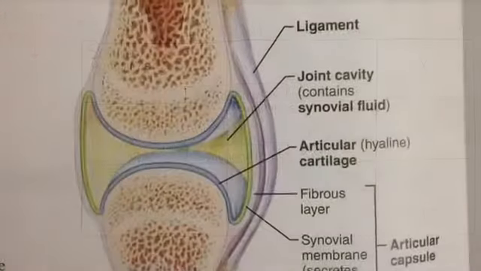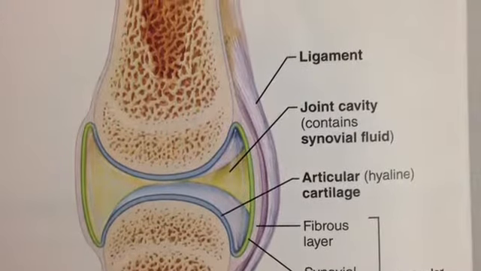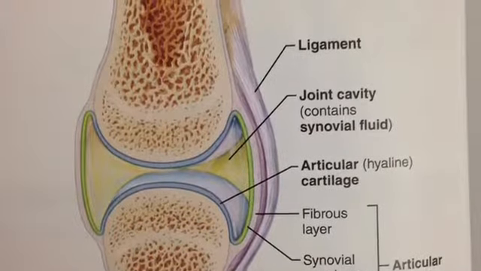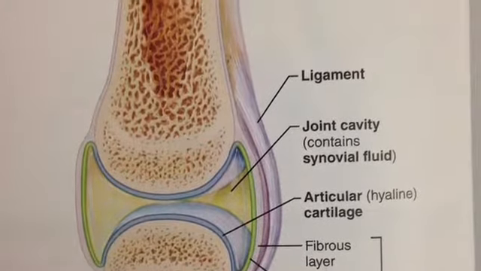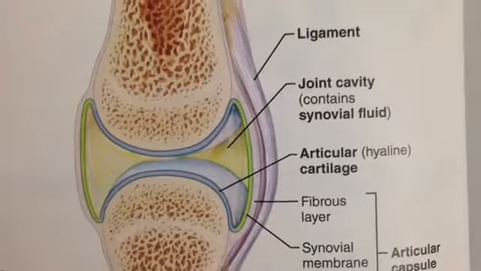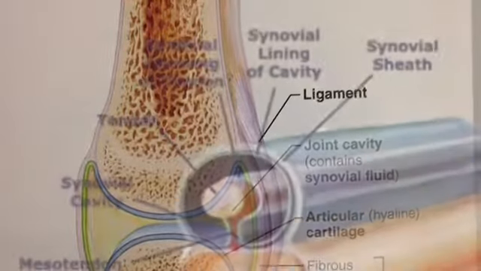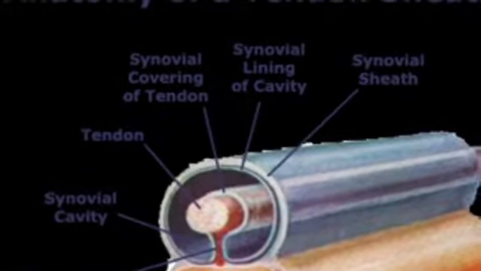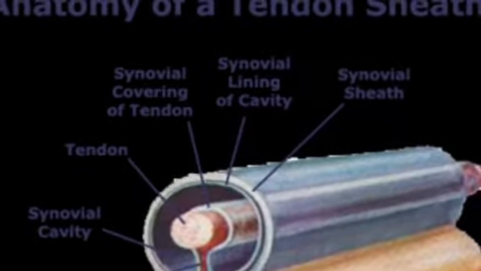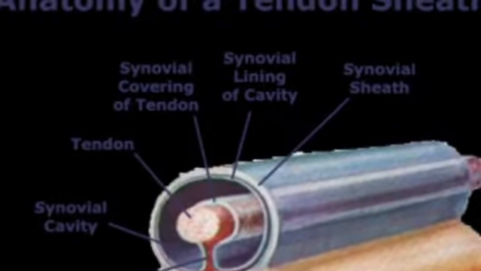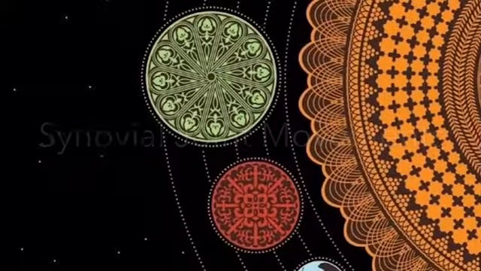Structures found in some diarthroses. Bursae, that's a bag of synovial fluid. It prevents wear and tear between ligaments and bones. And we know ligaments connect bone to bone. Then we have tendon sheath, which is actually a bursa that is wrapped around the tendon, like a bun around a hot dog. It also prevents wear and tear.